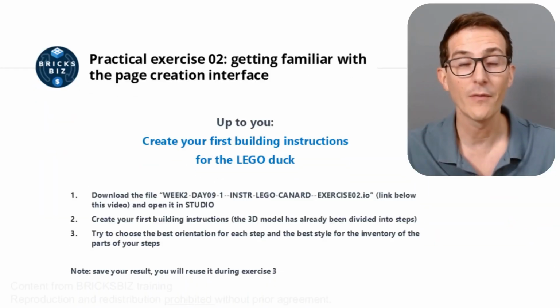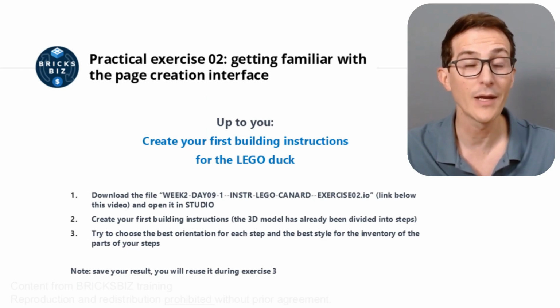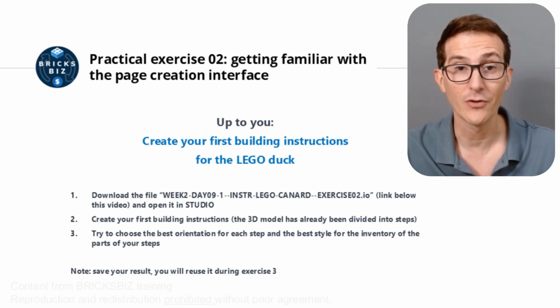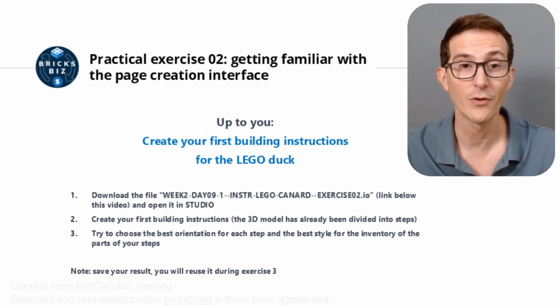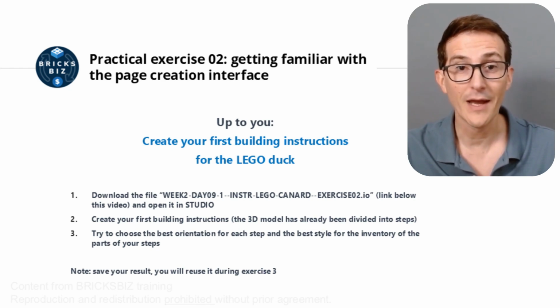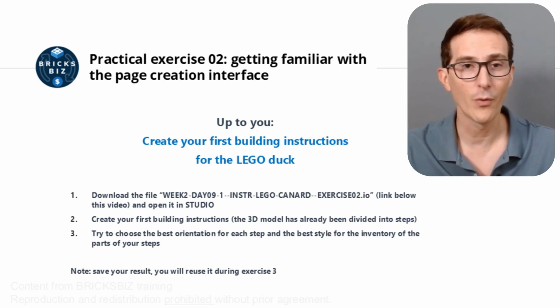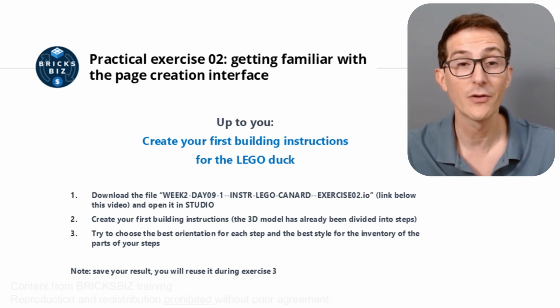Now let's go for the second practical exercise. We're now going to create the building instructions for our Lego duck model. Download the file via the link below this video and open it in Studio. Use the features of the page design interface to create the various steps in the building of your Lego duck. As in the previous exercise, try to choose the best possible orientation for each step and the best overall style for the parts inventory present in each of your steps. Once again, save your work at the end of the exercise and come back to it in exercise 3.